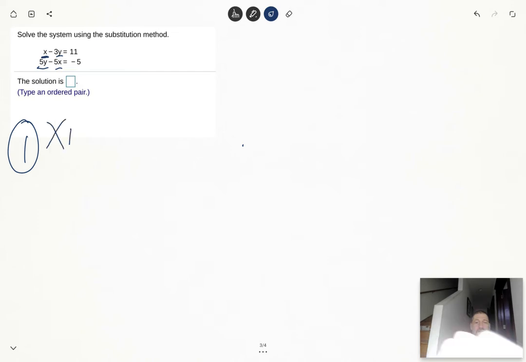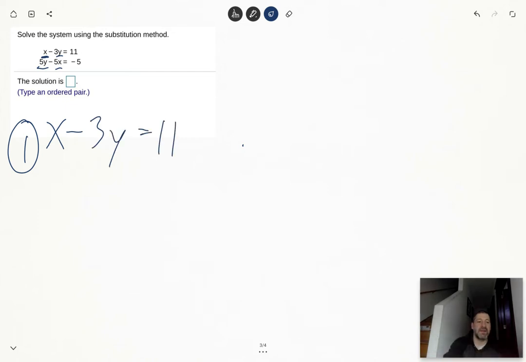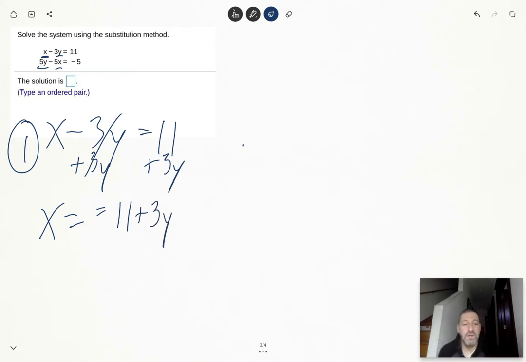So x minus 3y equals 11. And to get our x alone, we're just going to add 3y to both sides. And that gives us x is equal to, the 3y's cancel out, 11 plus 3y. Okay, so that's the first step. We have one of our variables.